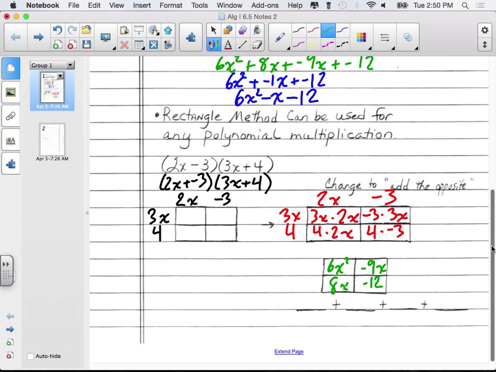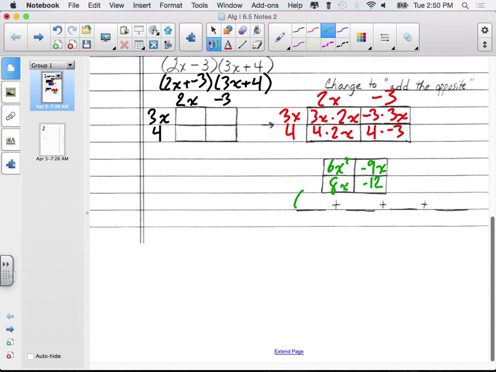Alright, so we have all of our terms now. We just add them together.